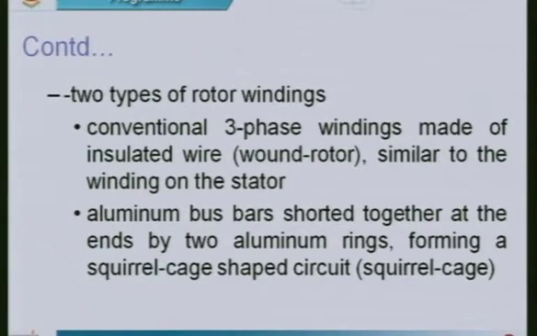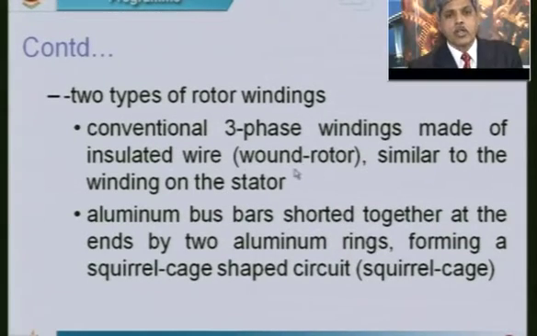So there are two types of rotor windings in the case of an induction motor. Conventional three-phase windings made up of insulated wire, we call it a wound rotor, similar to the windings on the stator. So the rotor winding and stator winding will have a symmetrical structure. In this case, if the stator is wound for a certain number of poles, the rotor is also wound for the same number of poles.